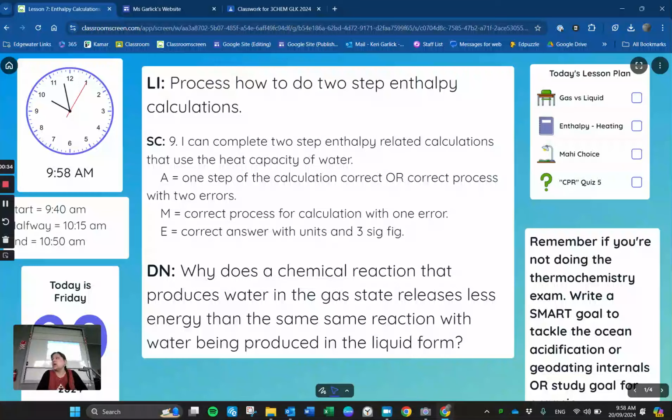So it's exactly the same reaction. The only thing that's different is that the water product, instead of being in a liquid, is in the gas form. This is a really common question I like to ask on these exams. That's why I want to bring it up as a do now.